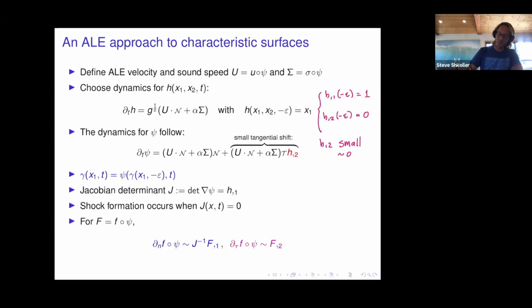So again, shock formation occurs when this Jacobian determinant vanishes. The points xt where this vanishes tell you the location of the curve of preshocks. And again, we're using preshock as being synonymous with first singularities. Now there's a nice identity. You can use the chain rule. If f is an ALE variable, which is the composition of an Eulerian variable with psi, then the normal derivative composed with psi is essentially the one derivative, but scaled by this object, which is blowing up. So j is going to 0 at a rate which we know precisely, and j inverse is blowing up.